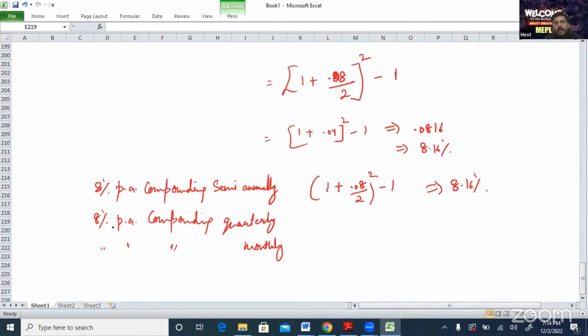Now let me talk about 8% per annum compounding quarterly. So what will it be? It will be 1 plus 0.08 divided by 4, raised to the power 4, minus 1. So actually this becomes 2% per quarter. So this is 1.02, y raised to the power x, 4, it is giving me 1.082432, and I have to deduct 1. So it is giving me 0.082432. So that is actually 8.2432%.